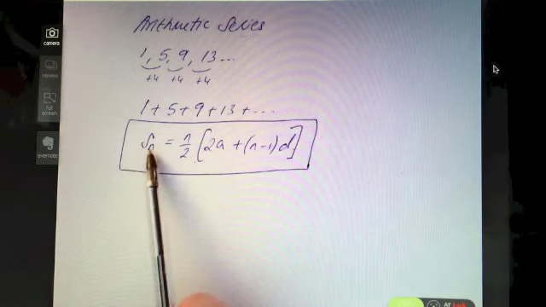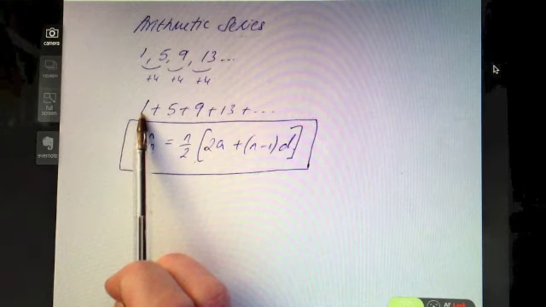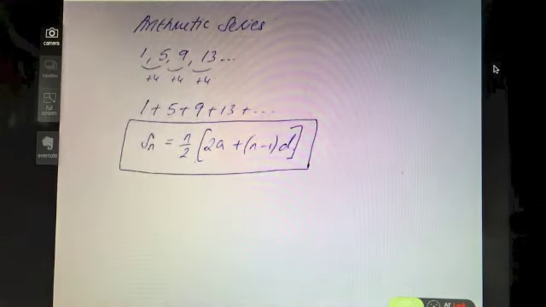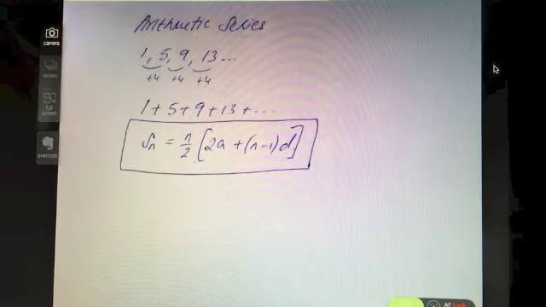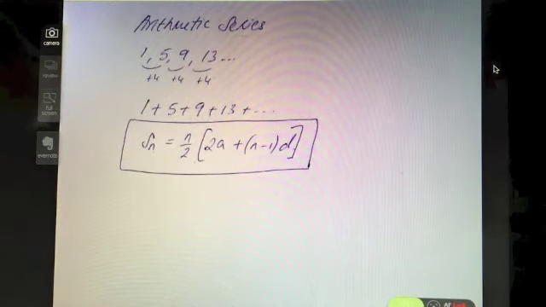What we would do then is sub in 100 for n, a is your first term, which would be 1, and d is the common difference, which we figured out up here is 4. We're going to go through a few different types of questions, all of which involve the use of this formula that is given in your log tables.